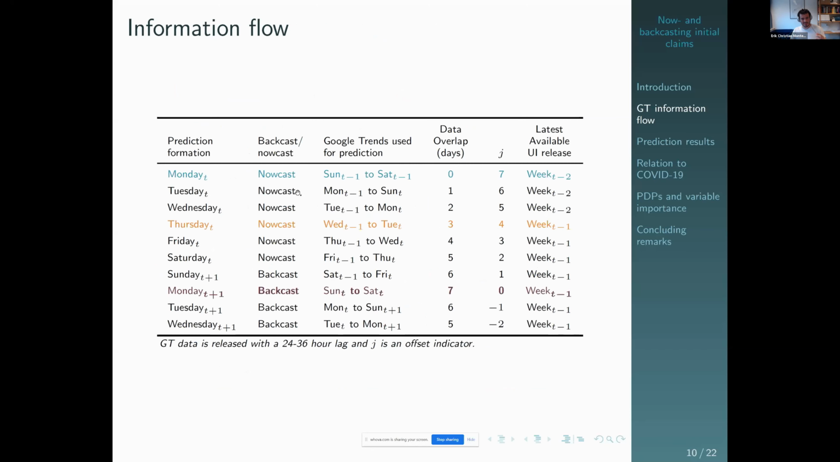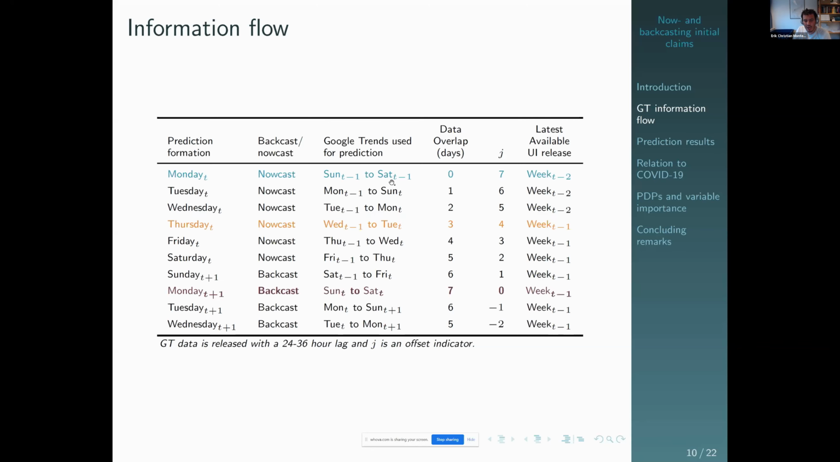But what's interesting is basically the timing of the variables. For example, on Monday at week T, since Google Trends is released with around 36 hours delay, we will not have data that is up to date to that date, but it will be 36 hours late. So the prediction that we form on Monday for that particular week, for the UI that will be released basically 10 days after, but which pertains to that particular week, contains Google Trends data from Sunday of the week before to Saturday of the week before.